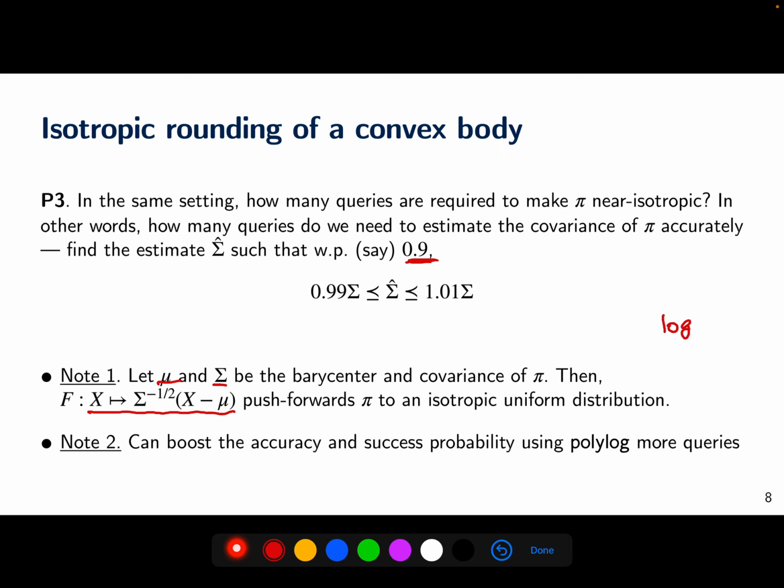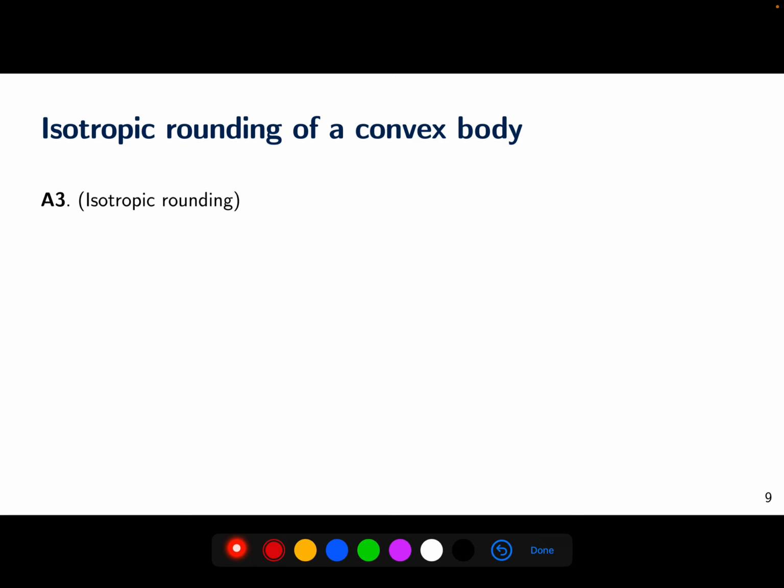So let me just skip it. For this question, there is prior work showing that there is some algorithm using this many queries.